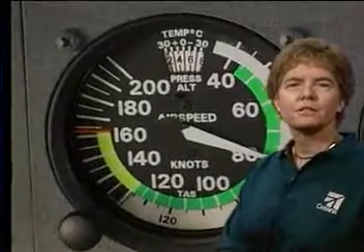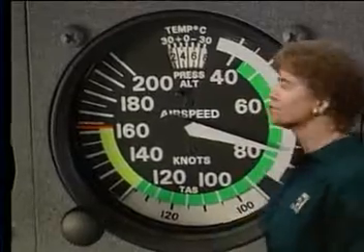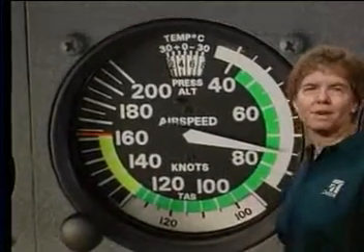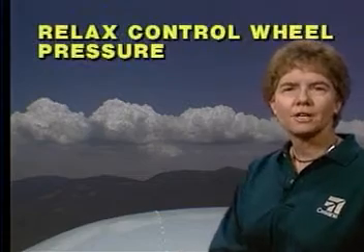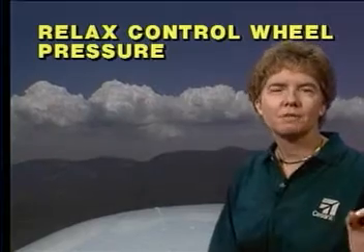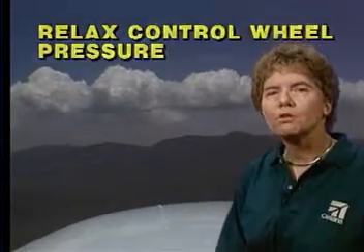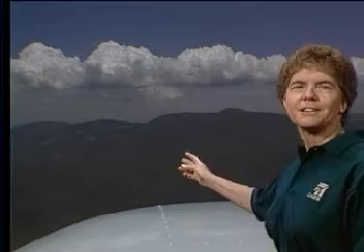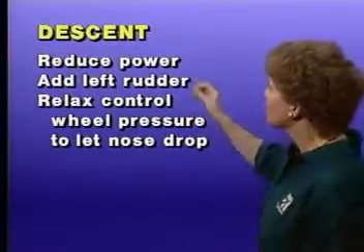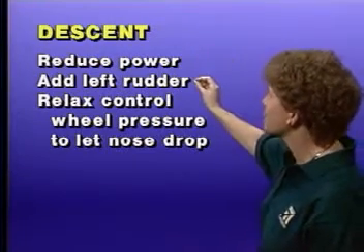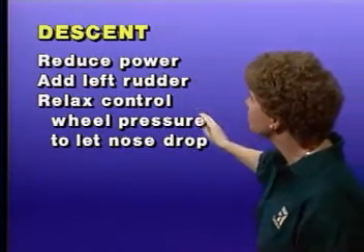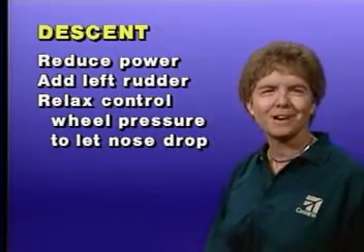Keep the nose level until the airspeed decreases to a good approach speed. We'll use about 75 knots. And then just relax some of the control wheel pressure and let the nose go below the horizon to establish a good glide attitude. The more you lower the nose, the faster your glide speed will be. We'll put the nose at an attitude that'll give us about 75 knots, and you'll get used to this with practice. So to establish a descent, reduce the power, add just a little bit of left rudder, and relax the control wheel pressure to let the nose drop.